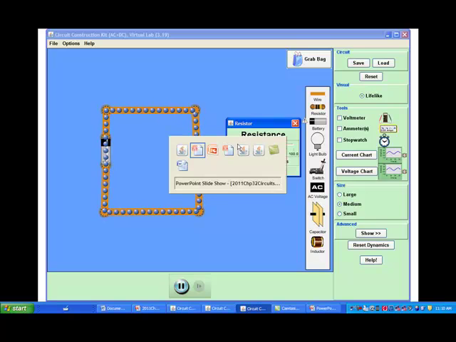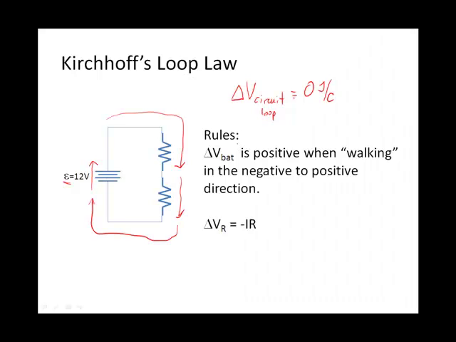And for a perfect resistor, that relationship is a proportional relationship. The voltage is proportional to the current and proportional to the resistance, which means that for a given voltage, the current is going to be inversely proportional to the resistance.